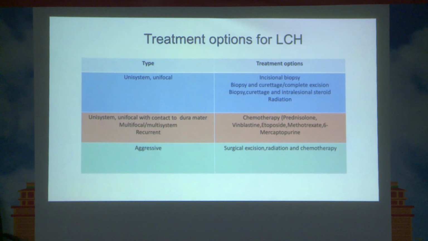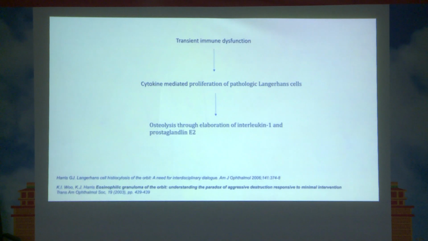a multimodal management. The pathogenesis is actually a transient immune dysfunction which leads to cytokine-mediated proliferation of pathologic Langerhans cells. The osteolysis that we see is because of the interleukin-1 and prostaglandin E2. So the corticosteroids act at this stage, and hence in a unifocal orbital disease, when no systemic involvement is present, the aggressive destruction that you saw actually responds very well to the intervention that was demonstrated in the case.